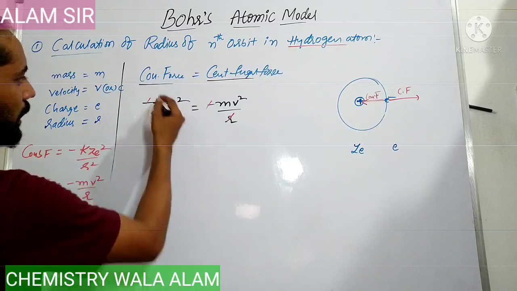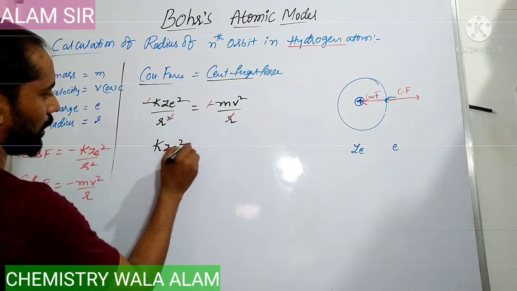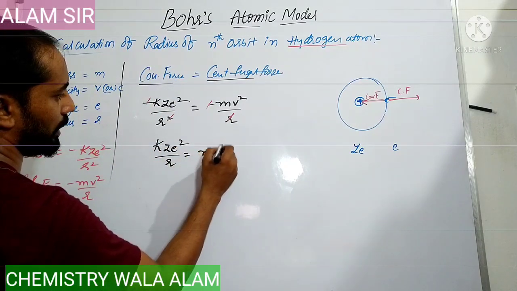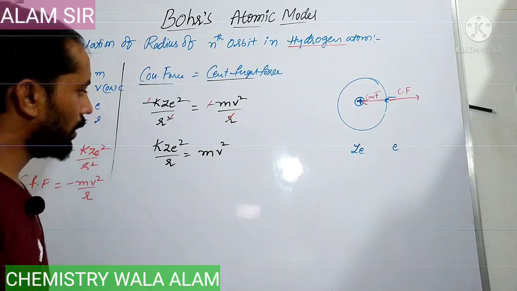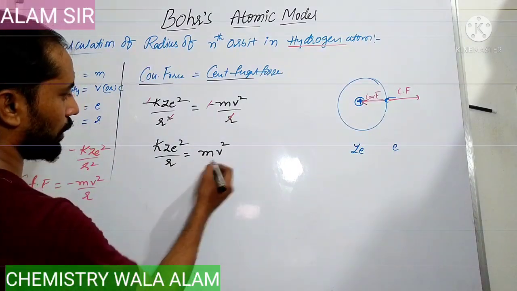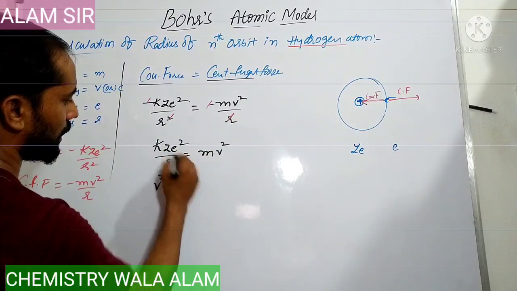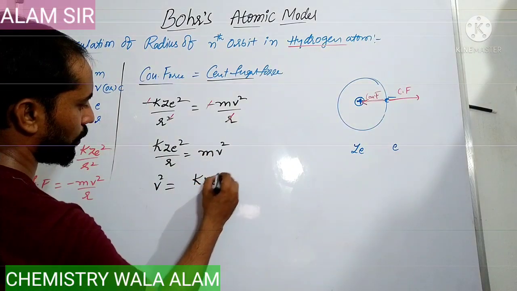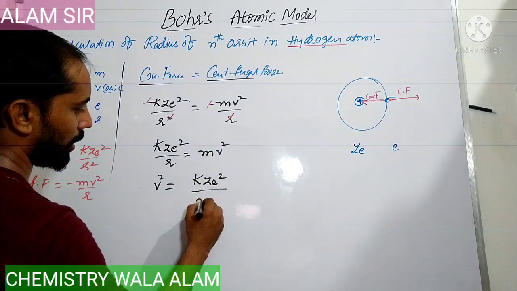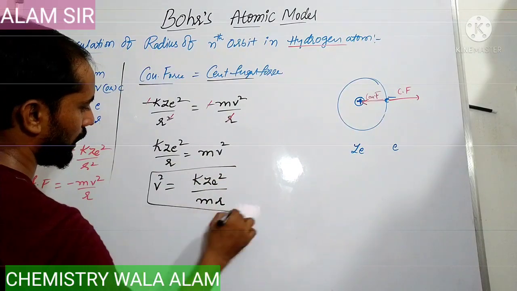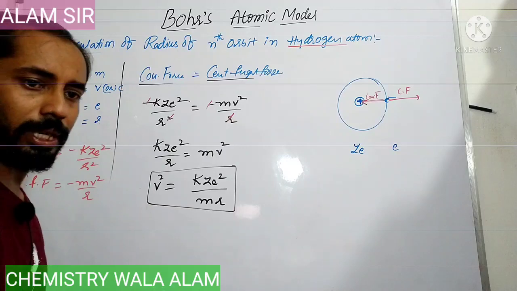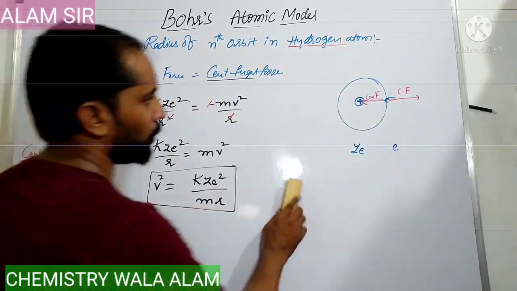So what can we write? kZe² by r equals mv². So here v² we can write as kZe² by mr. Okay, so this is from the two forces.